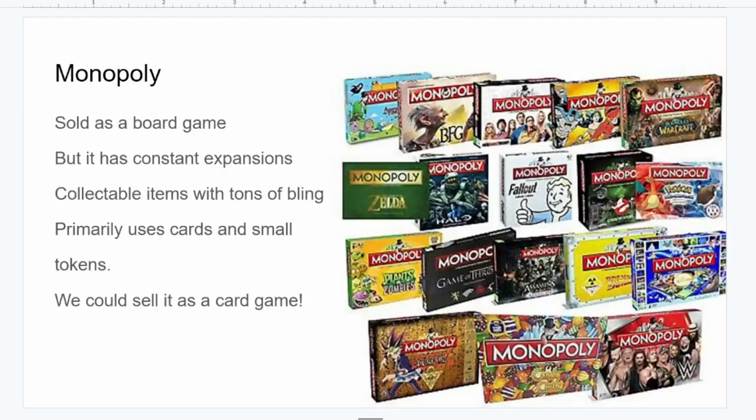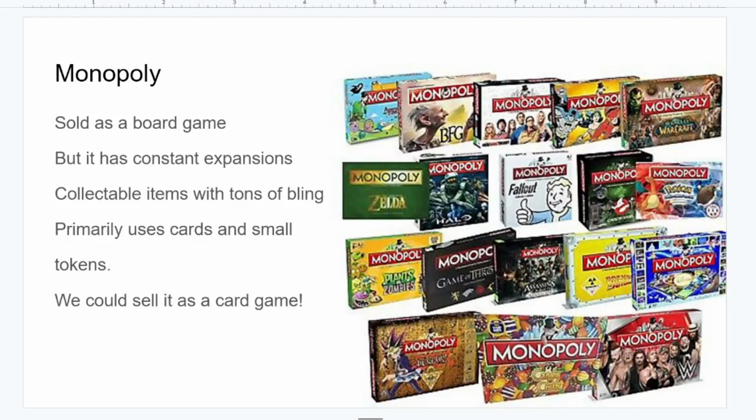See, Monopoly is sold as a board game, but it has constant expansions, collectible items with tons of bling, primarily uses cards and small tokens. It's a card game. We could absolutely, during the development phase of Monopoly, have sold this as a card game, because it fits so many of the genre expectations of card game. But because they chose the genre of board game for Monopoly, it's sold as a board game. It fits those conventions a bit more. But this is a great example of how even during the base design phase of your game, there are multiple different genres it could fit into.